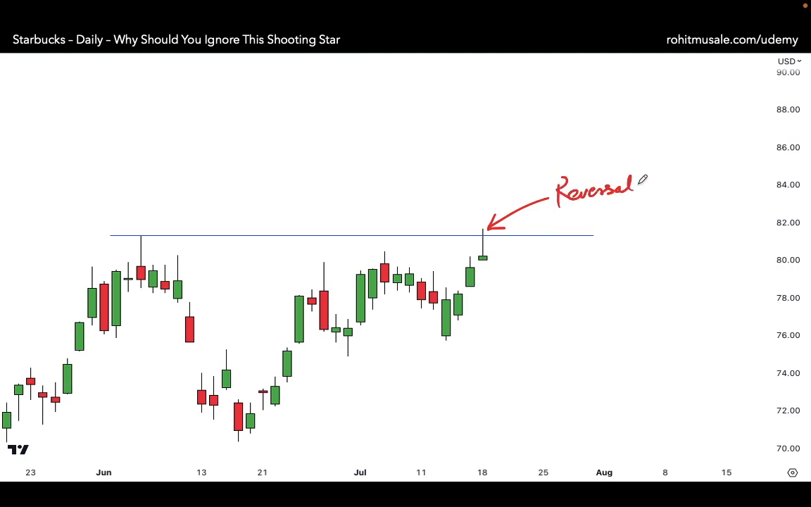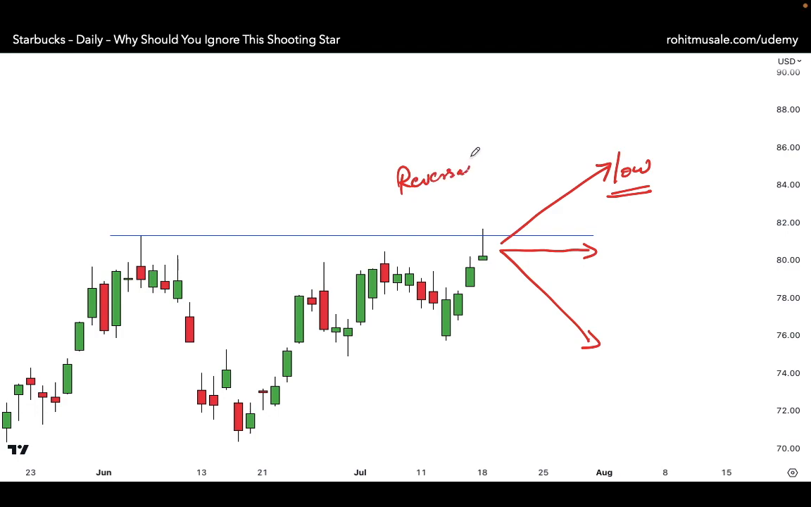Now let me first define what reversal is. This is where most traders go wrong. Reversal doesn't mean that the price will come down like this. Reversal simply means that the probability that the price will either go flat or go down, the probability that either of these two events happen, is very high. The probability that the market will go up from here is very low. That is what a reversal means.